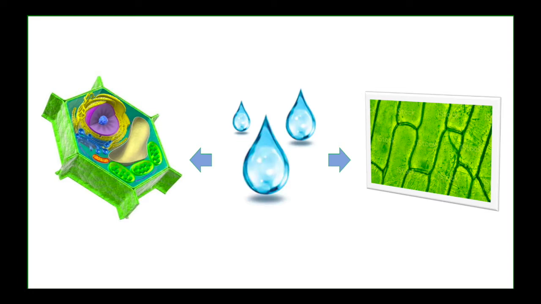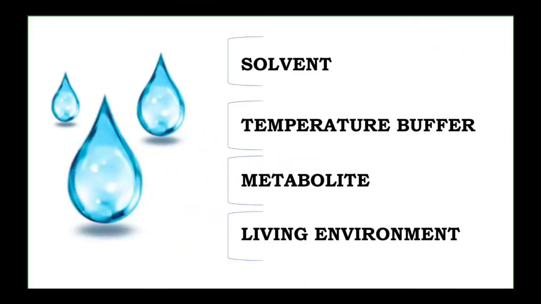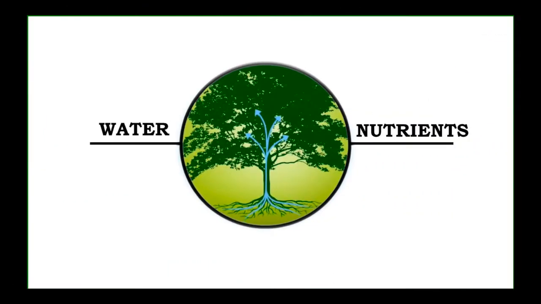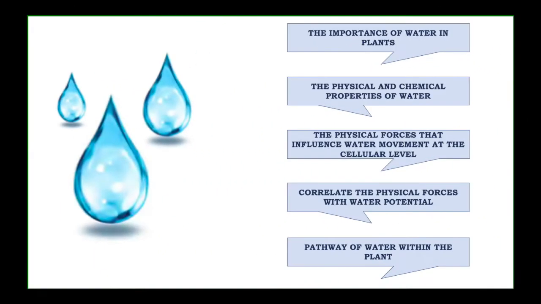It has many uses for organisms: it acts as a solvent, as a temperature buffer, as a metabolite, and also as a living environment. In the case of plants, water helps in transporting important nutrients within the plant. So in today's topic, we will see the importance of water in plants, and the physical and chemical properties of water which make it so important.